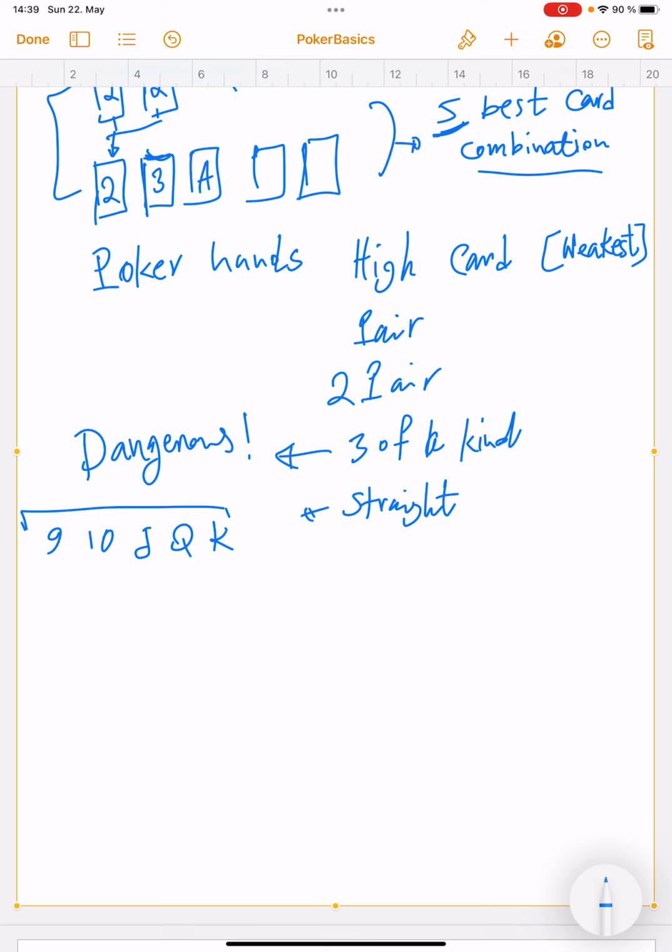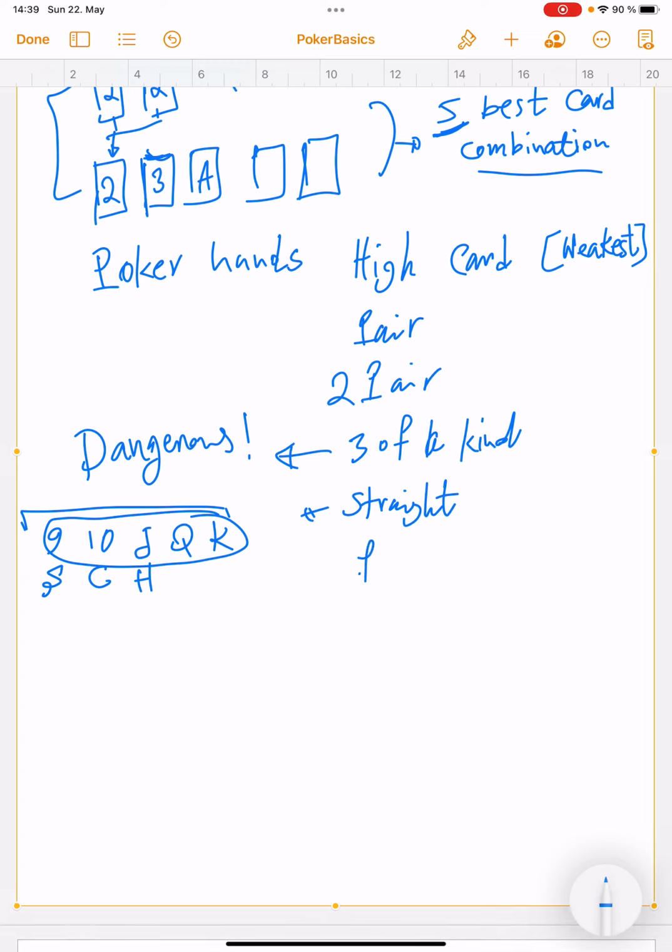And the suits can be also different. This can be spades, this can be clubs, this can be, I don't know, hearts, and so on. So the suits don't matter. In straight, you just need 5 consecutive numbers, like 9, 10, jack, king, queen, or queen, king. So this is the straight.